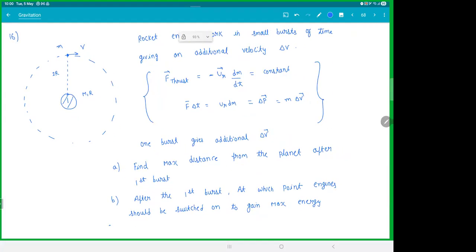Now, technically, they won't ask you this. The third question would be: find the minimum number of bursts to escape the planet. So how many times, minimum, should I switch this engine on and off so that I can escape the planet?